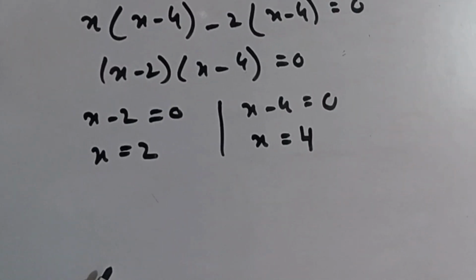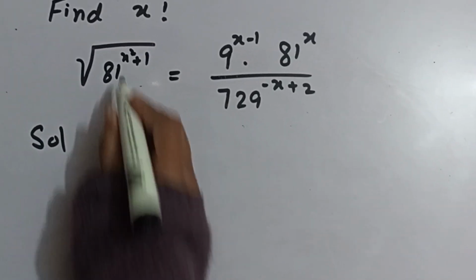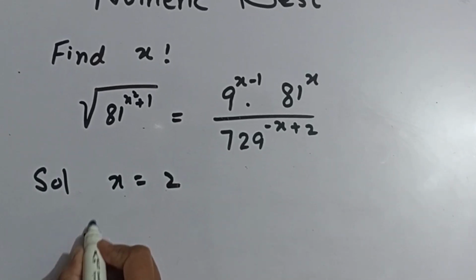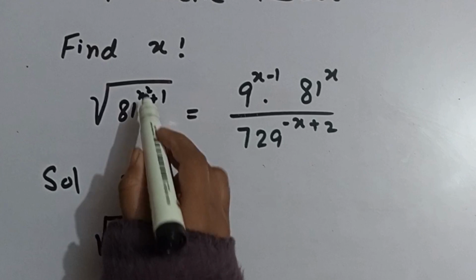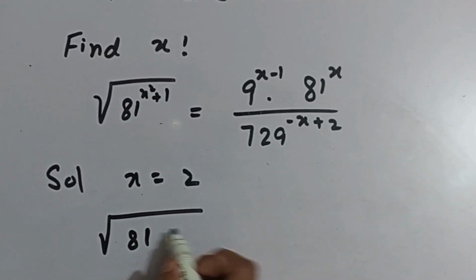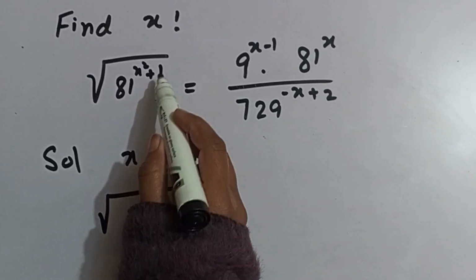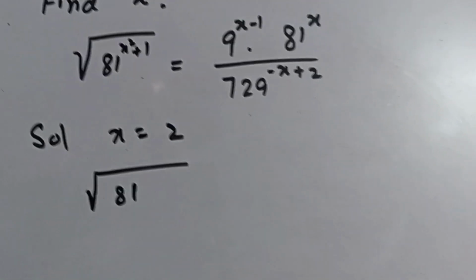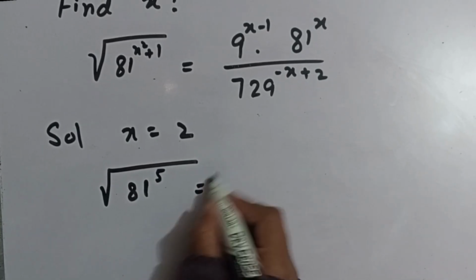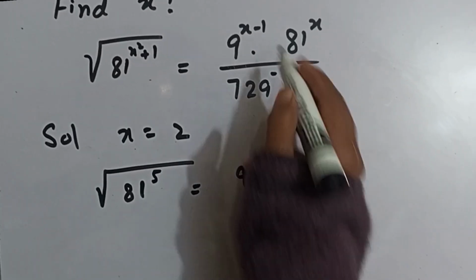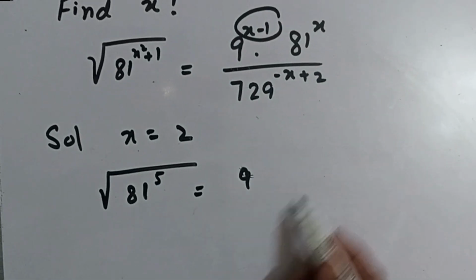Now we verify these answers. We first verify for x equal to 2. Look at this: the square root of 81 to the power x square plus 1. We replace x by 2, so 2 square is equal to 4, and 4 plus 1 becomes 5. So we get 81 raised to the power 5 under the square root on the left. On the right, 9 raised to the power x minus 1, with x equal to 2, so 2 minus 1 is 1.